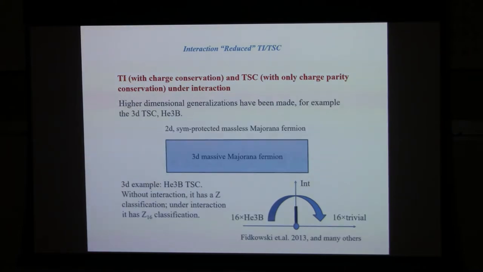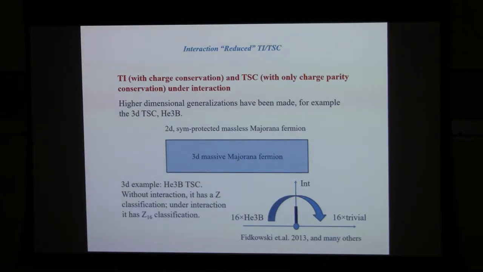But once we know the first example, we can generalize this to other examples. There's a very famous topological superconductor called helium-3B. Helium-3 is a fermionic atom. It's charge neutral, so there's a controversy whether we should call it a topological superconductor or a topological superfluid, but mathematically they are the same thing.